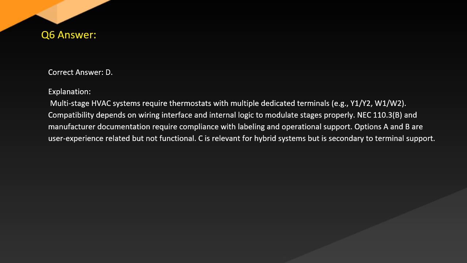Answer. Correct answer: D. Explanation: Multi-stage HVAC systems require thermostats with multiple dedicated terminals. Ability depends on wiring interface and internal logic to modulate stages properly. NEC 110.3(B) and manufacturer documentation require compliance with labeling and operational support. Options A and B are user experience related but not functional. C is relevant for hybrid systems but is secondary to terminal support.